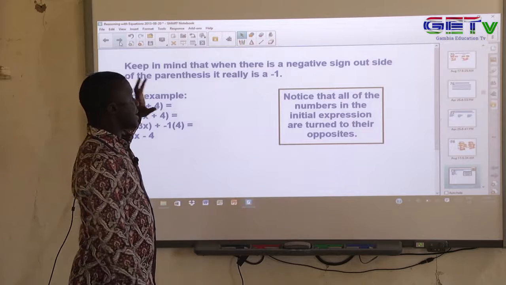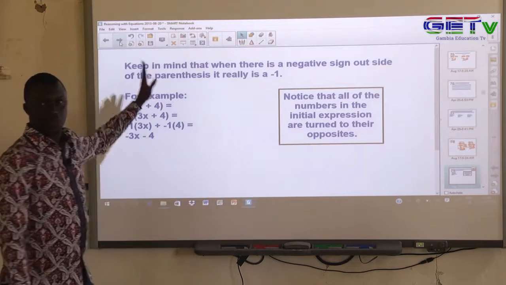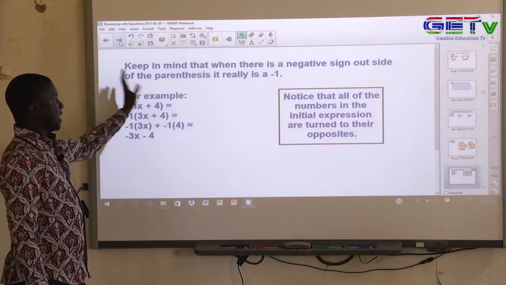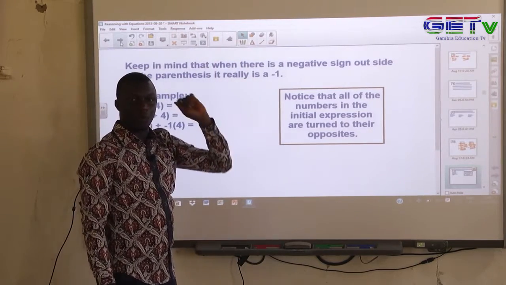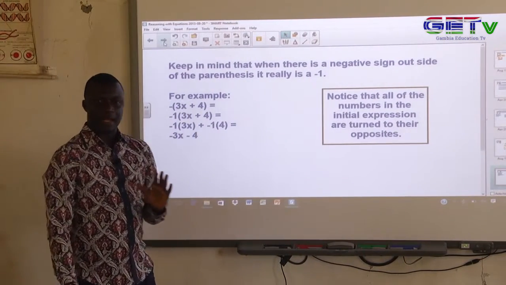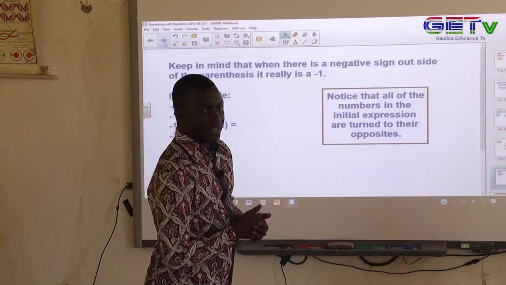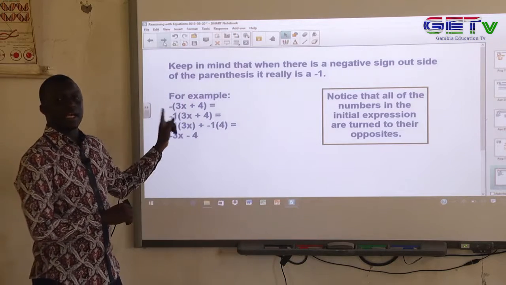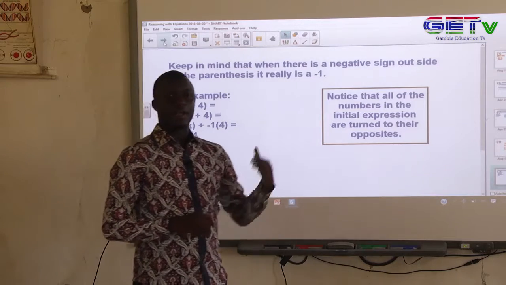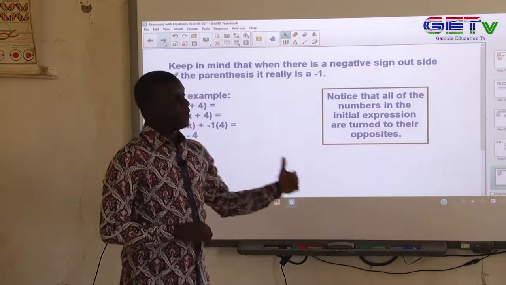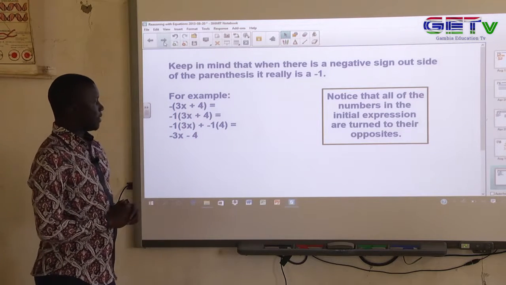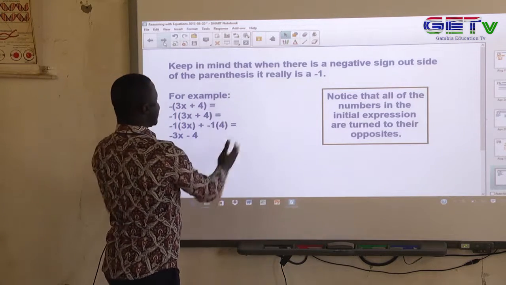Keep in mind that when there is a negative sign outside the bracket, it is really a negative 1. This time around, we have only a negative sign outside the bracket. Having only a negative sign outside the bracket means it is a negative 1. Mathematically, we wouldn't write the 1 there, but this signifies that we have a coefficient of 1 after the sign. So therefore, it is a negative 1. Okay? For example, is given here.